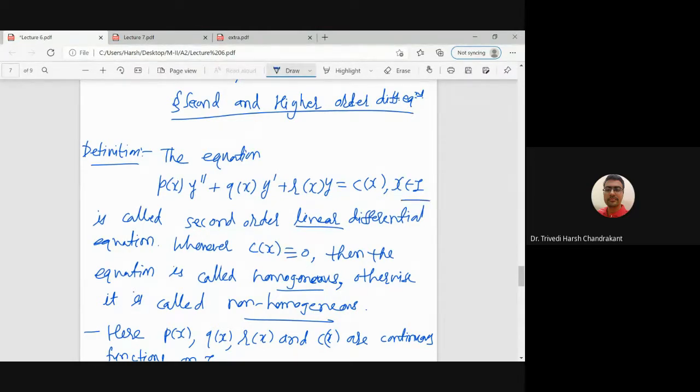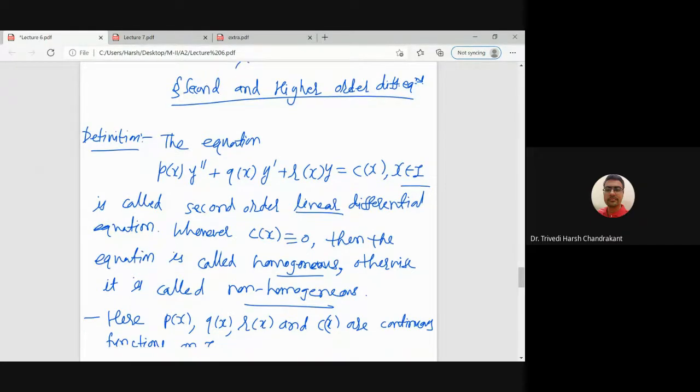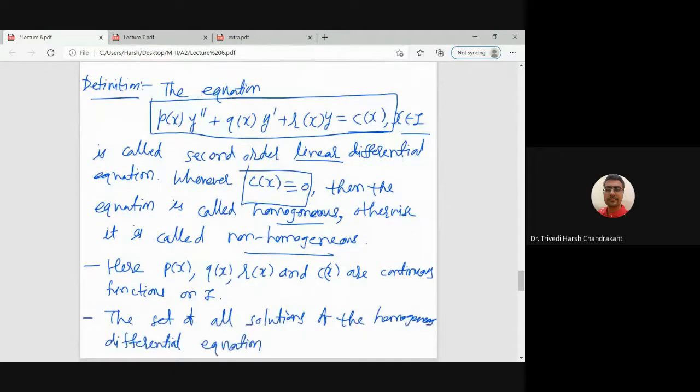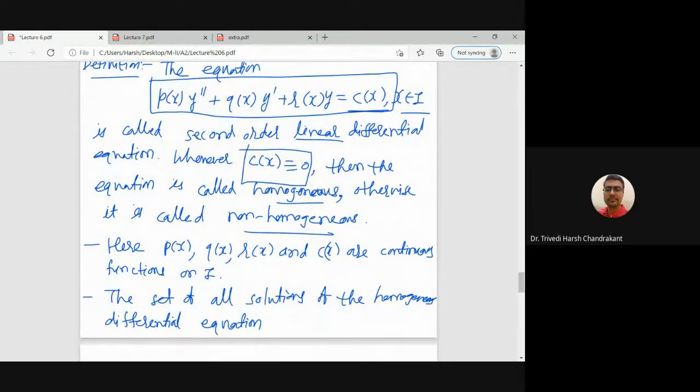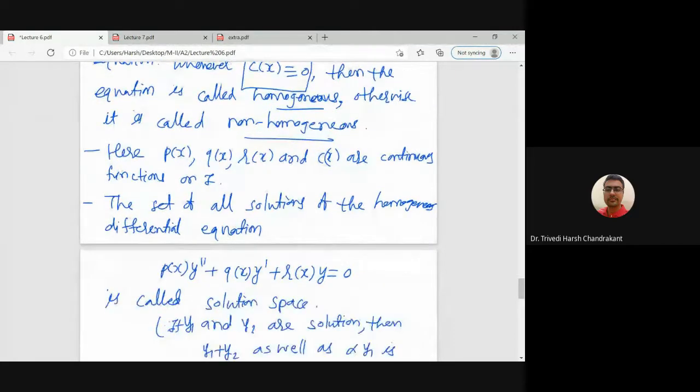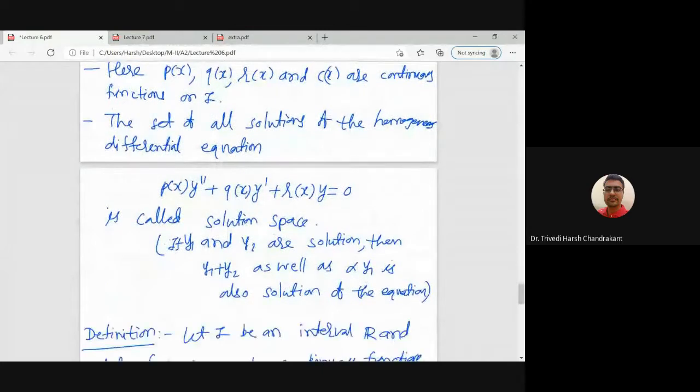Right. So this is the general form of a second order linear differential equation, and we'll call it homogeneous whenever the right hand side part is zero. Whenever we write the differential equation in this form, and the right hand side function c(x) is identically zero at every point, then such a differential equation is called a second order homogeneous linear differential equation. Otherwise it is called non-homogeneous.